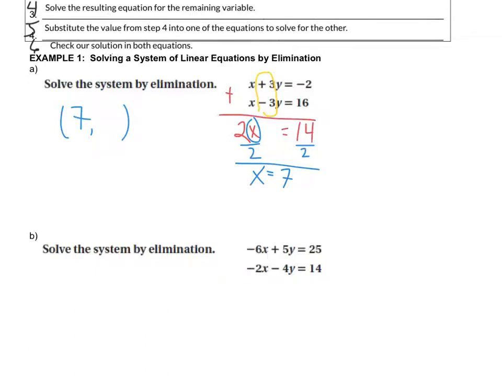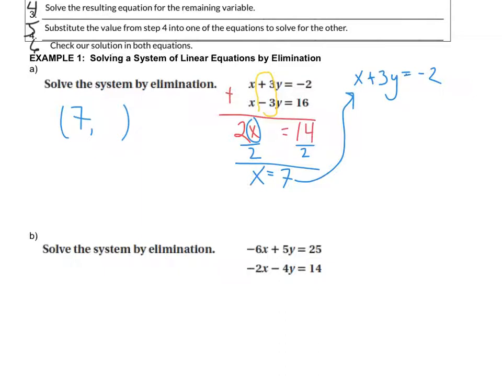So step 5 says to take this answer and substitute it back into one of my equations to find the y value. So not for really any reason, I'm just going to pick the first one. Sometimes there's a clear reason why I would pick one. So let's just go to this equation.